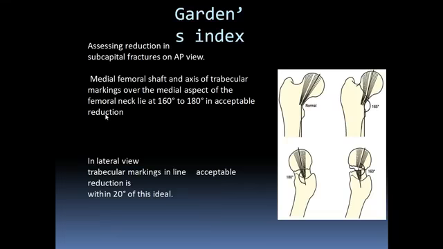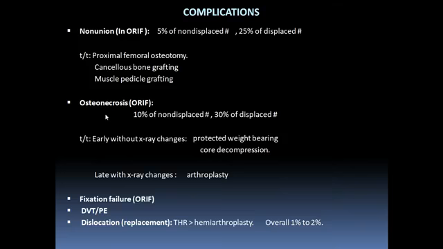and these are the Garden index, depending on the valgus pattern of the neck I mentioned earlier. And now, very important, complications in fracture neck femur. In 5% of non-displaced fractures, it is complicated with non-union. In 25% of displaced fractures, non-union.